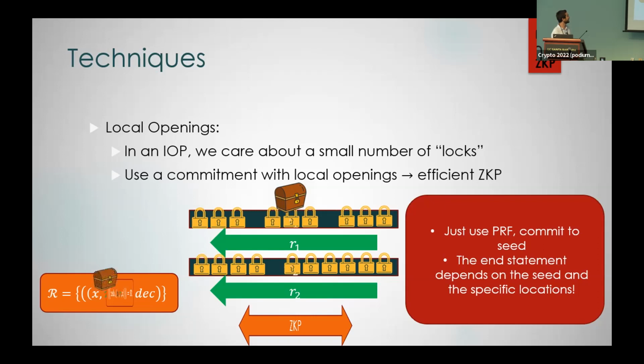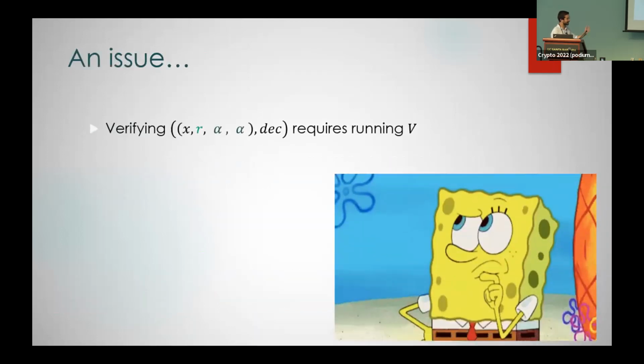notarized envelopes technique. And the final issue here is that the verification that we need to do still depends on the statement X. So even if we had succinctness at the beginning, we're losing this succinctness in the final stage of the zero knowledge proof, because the verification can be polynomial in X.